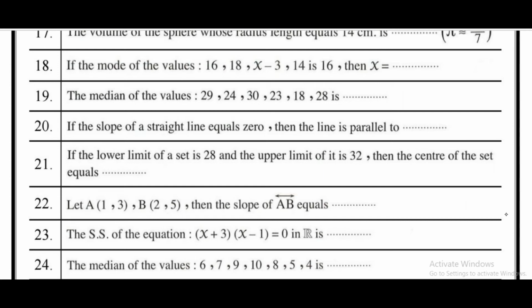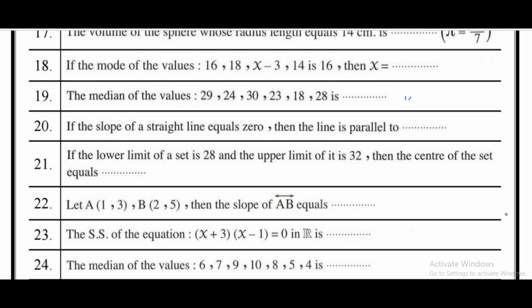Number 19, the median of the values 29, 24, 30, 23, 18 and 28. We must order the values. The smallest value is 18. The next value after 18, 23. After 23, 24. After 24, 28. After 28, 29. After 29, 30.